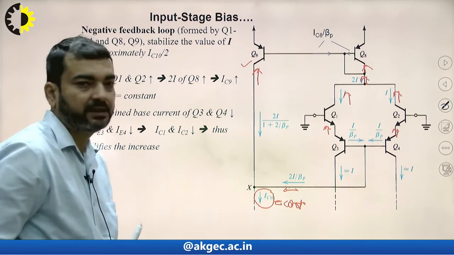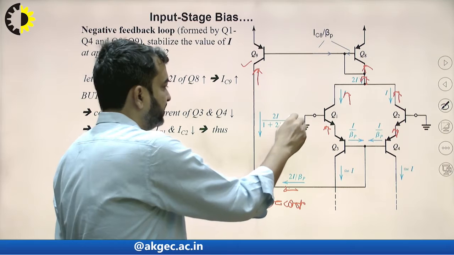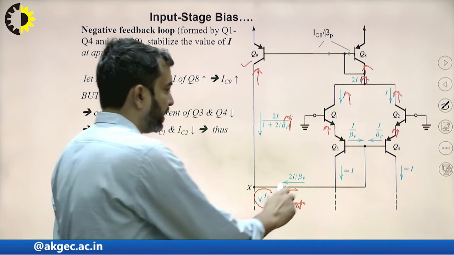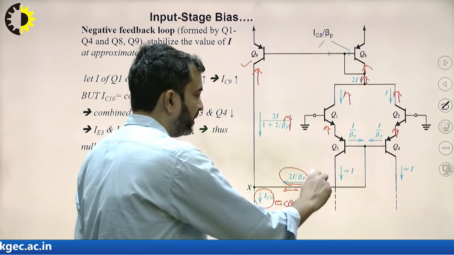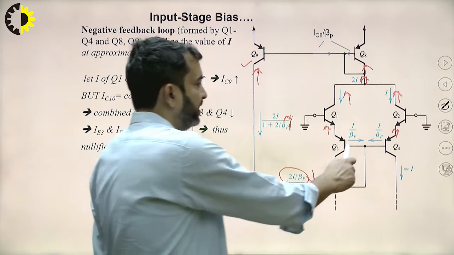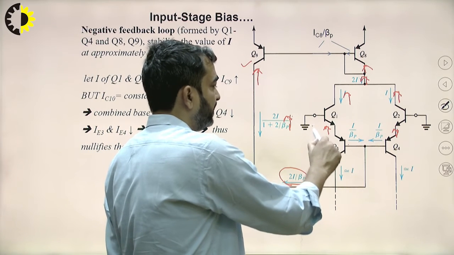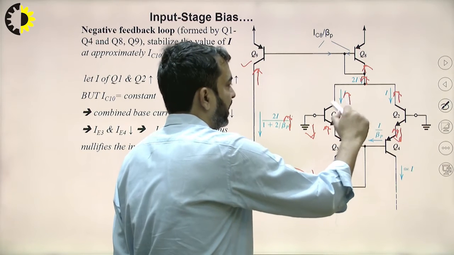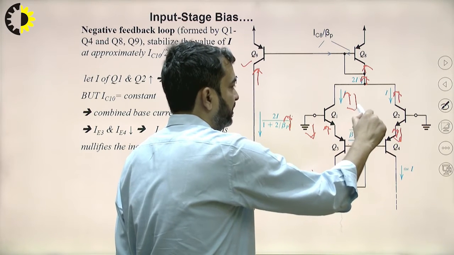so we will say if this current is increasing, in that case this combined base current will decrease. So if the base current decreases, these currents will decrease, and again the collector current will also decrease.